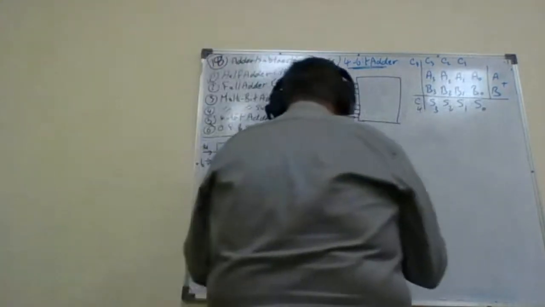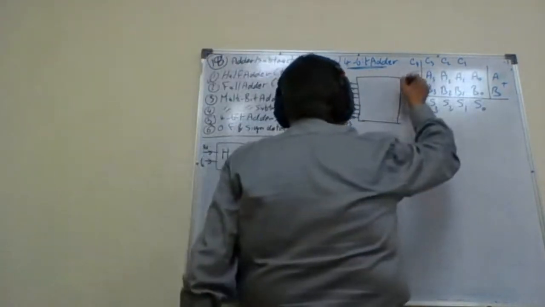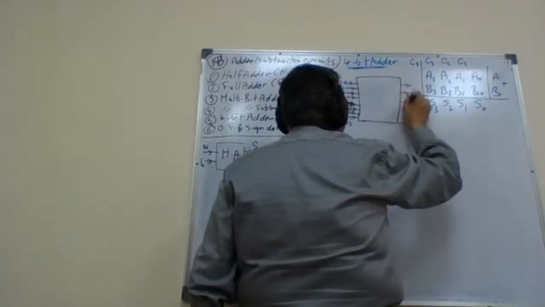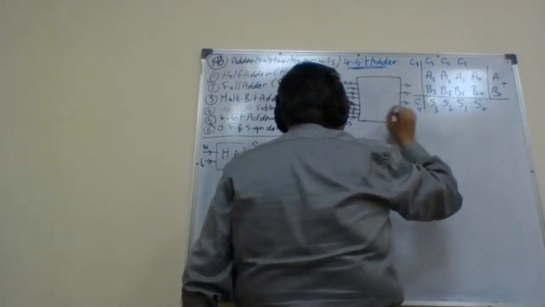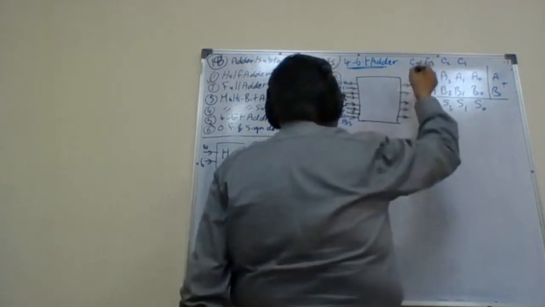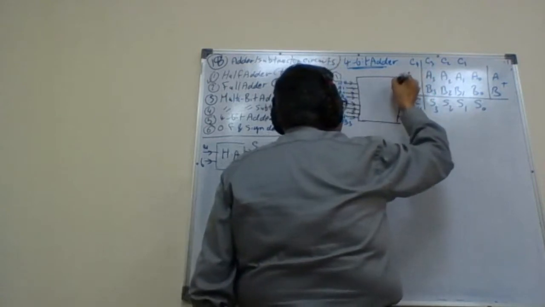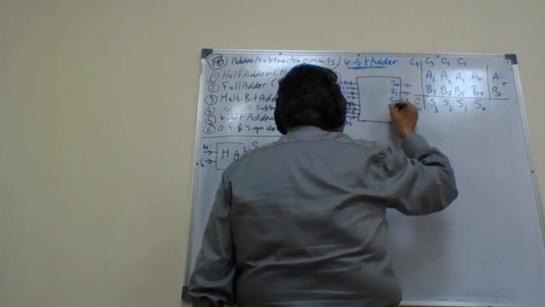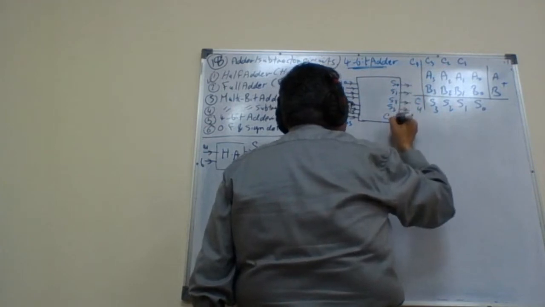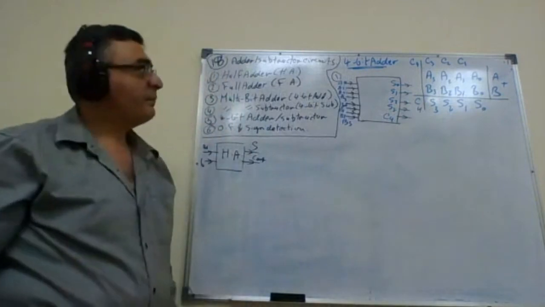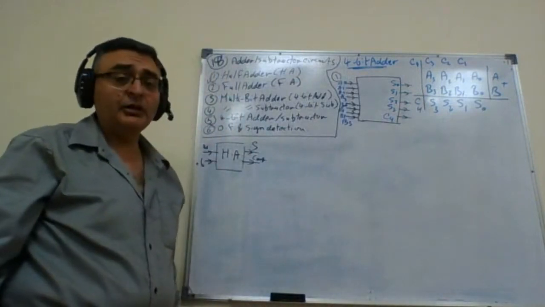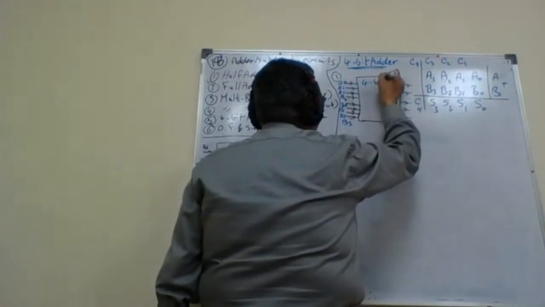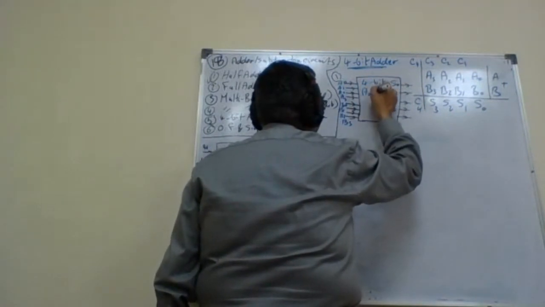And the outputs for this block are those 1, 2, 3, 4, and 5. Those can be named as S0, S1, S2, S3, and C4. Okay? What is this block? It's called a 4-bit adder.